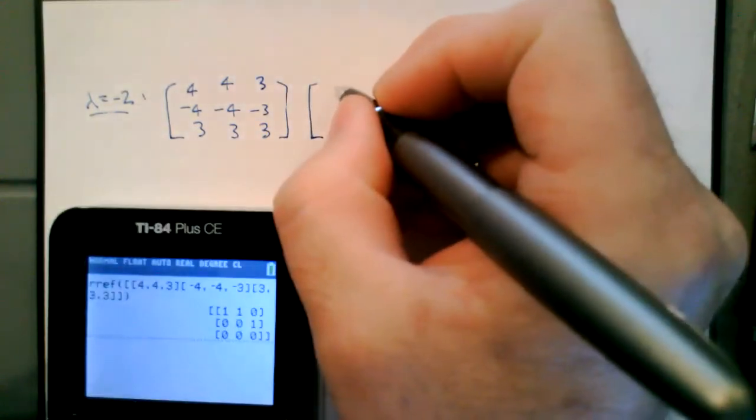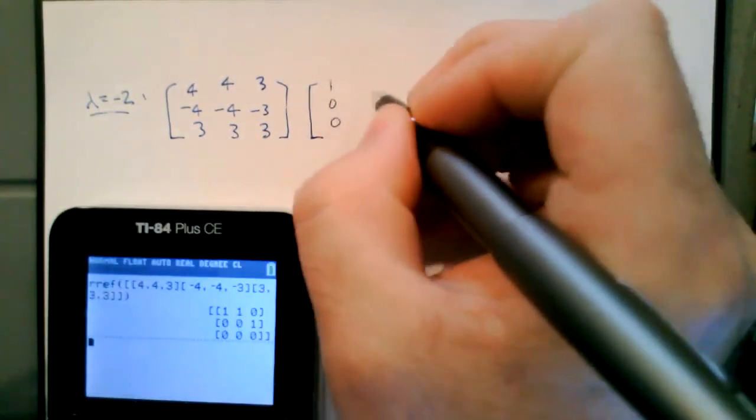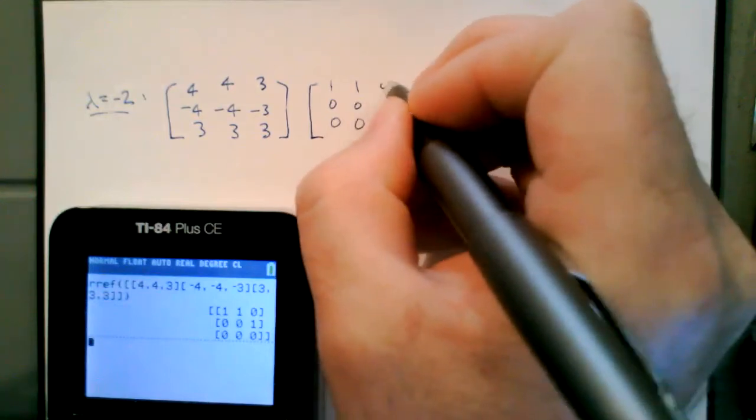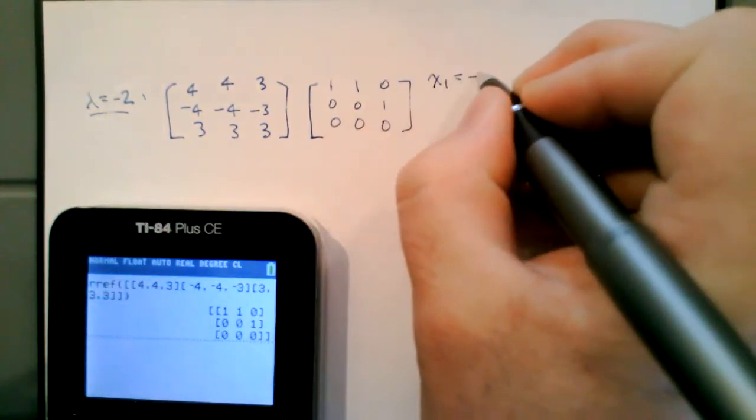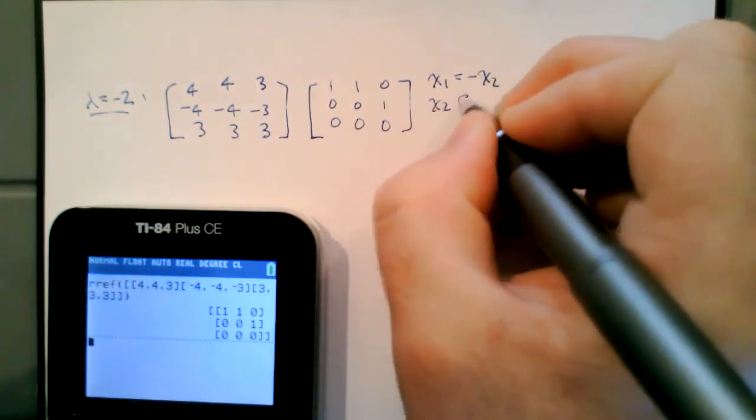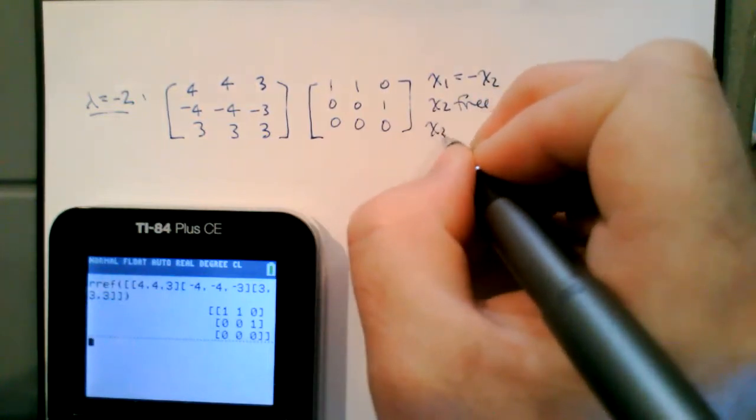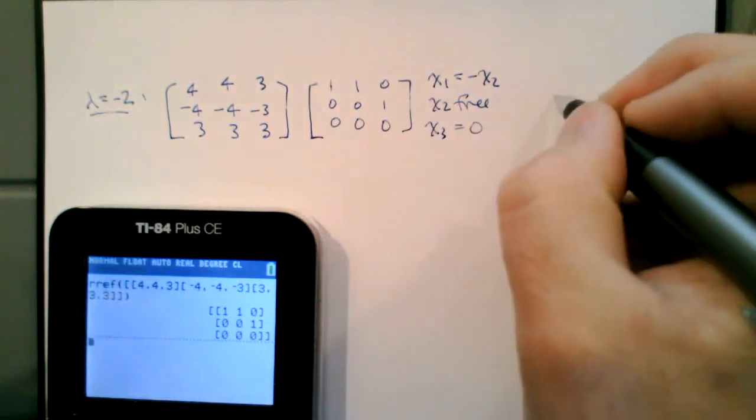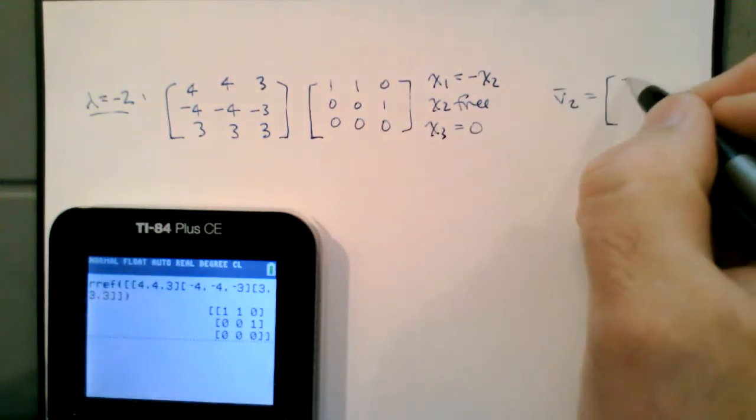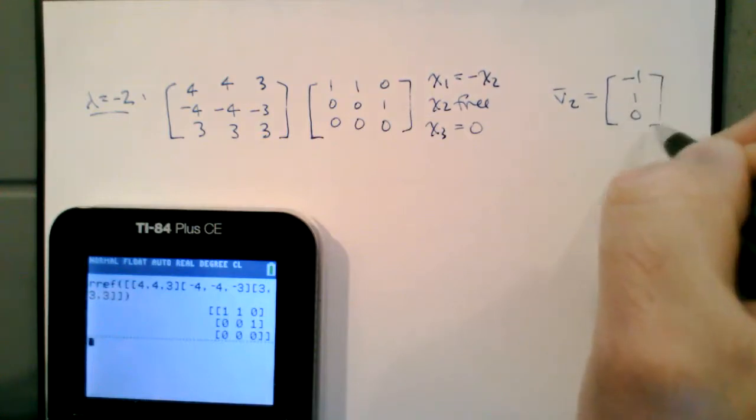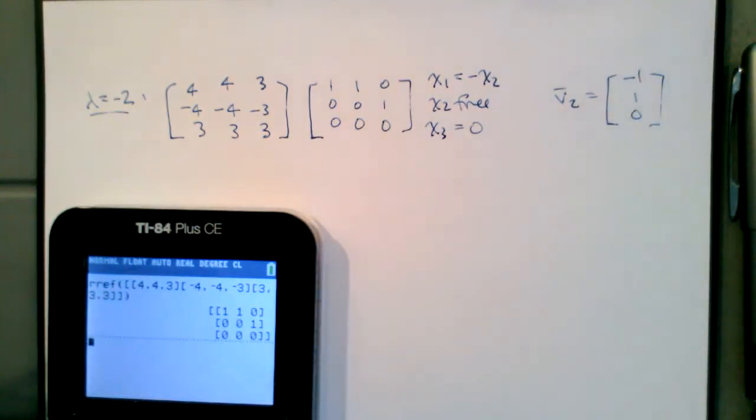So I got my first column is 1, 0, 0. Then I've got 1, 0, 0 again, and then 0, 1, 0. So it looks like in this case, x2 is my free variable. x1 is equal to negative x2. x2 is free. And x3 is always equal to 0. So my other eigenvector is going to be negative 1, 1, 0. So in this case, we only ended up with 2 linearly independent eigenvectors. So A is not diagonalizable.